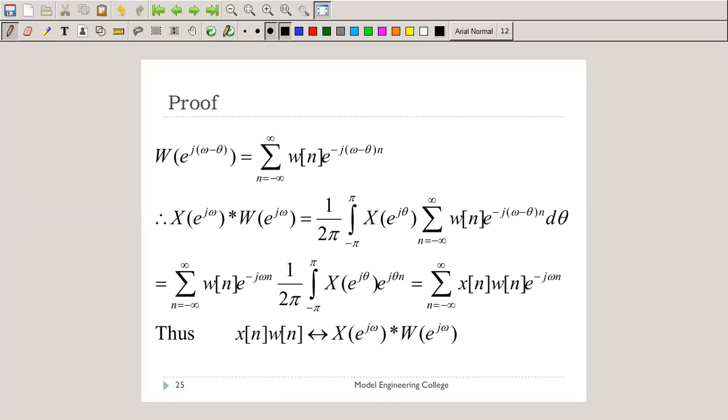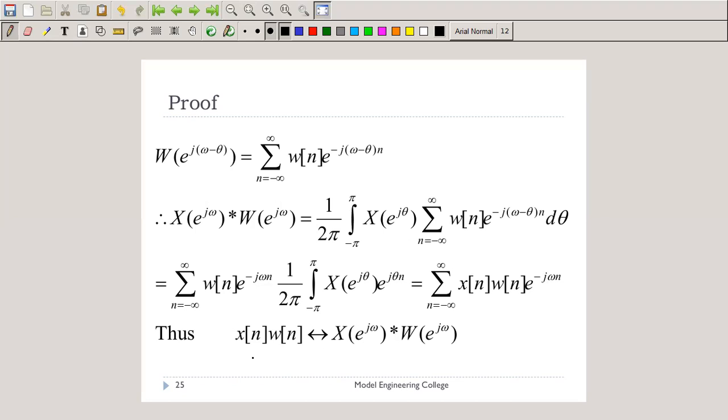changing the order of summation and integration, you can write the summation over n from −∞ to ∞ of w(n) e^{−jωn}, times 1 by 2π integral from −π to π X(e^{jθ}) e^{jθn}. So this can be written as the sum over n from −∞ to ∞ of x(n) w(n) e^{−jωn}. The inner integral is actually the synthesis equation for x(n). Here w(n) is there and e^{−jωn} is there.